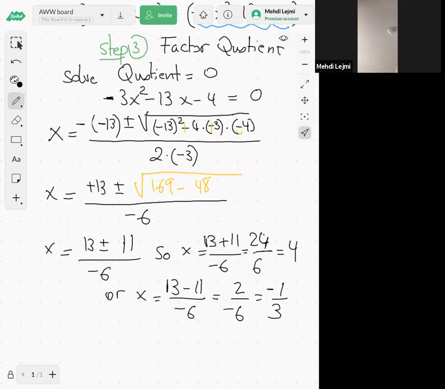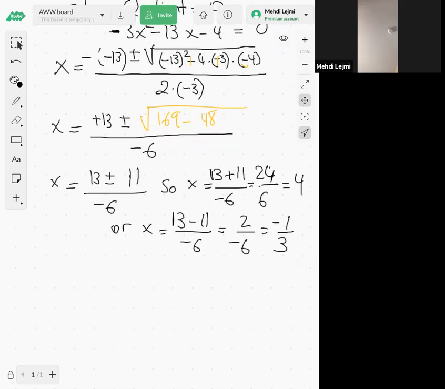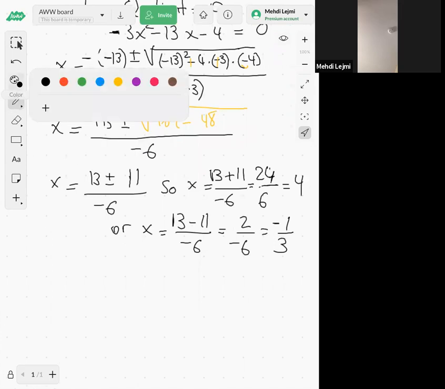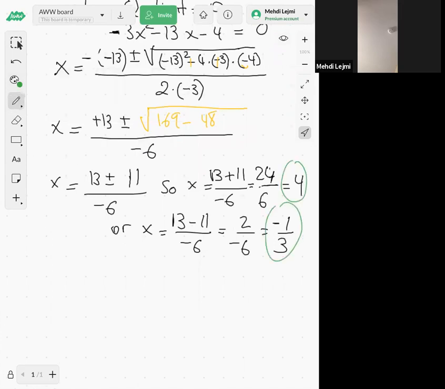And so then your quotient. So I got these two solutions, positive 4 and negative 1/3. So then my quotient, which is negative 3x squared minus 13x minus 4, will be equal to... so how do we factor this quotient using the solutions I got here?